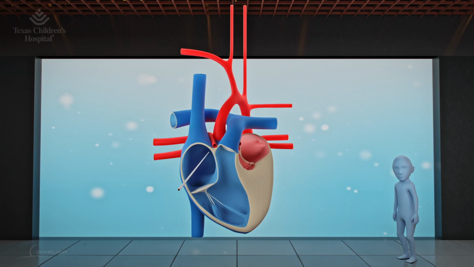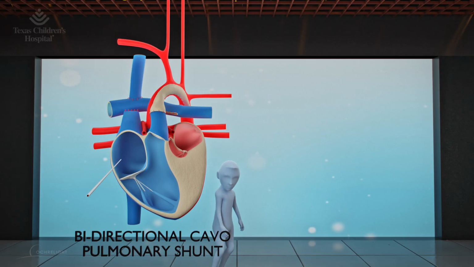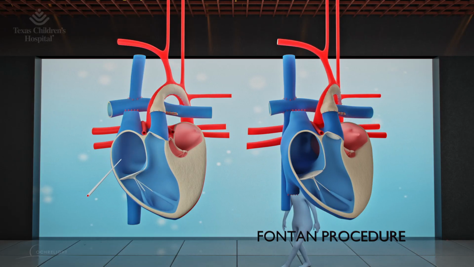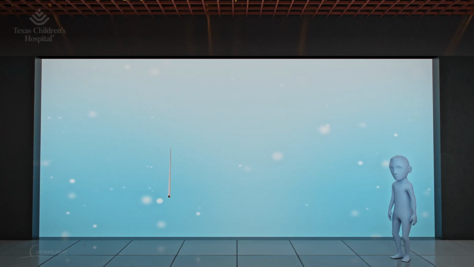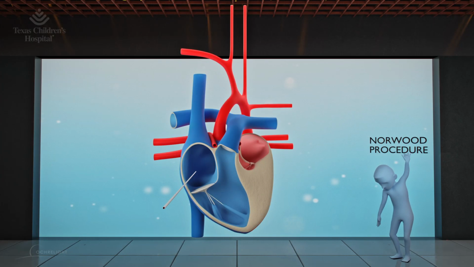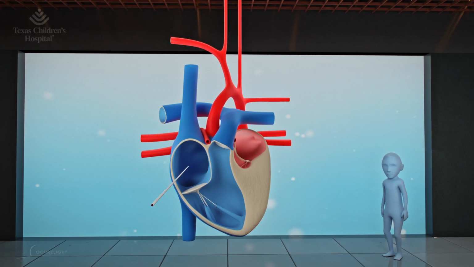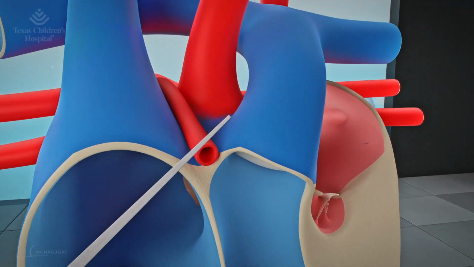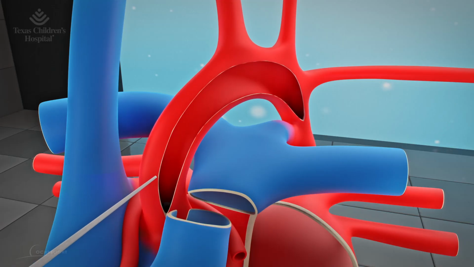In this video, we will only describe the first. The other stages, called the bidirectional Glenn operation or bidirectional cavopulmonary shunt, and the Fontan procedure will be described in other videos in this series. And so the most common type of procedure performed in newborn babies with hypoplastic left heart syndrome is often called the Norwood procedure, or sometimes it's called stage 1 palliation. Now, this is a major form of heart surgery. During the procedure, the surgeon will open up the atrial septum and will use the pulmonary outflow to replace the function of the aortic valve, and they will reconstruct the aorta.